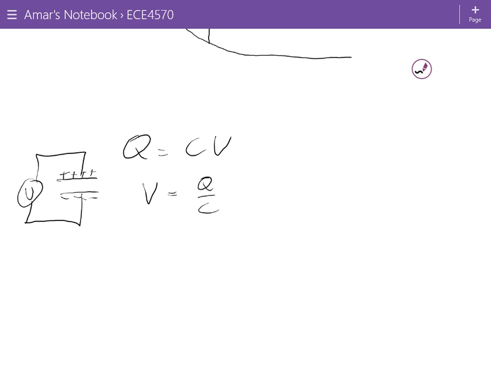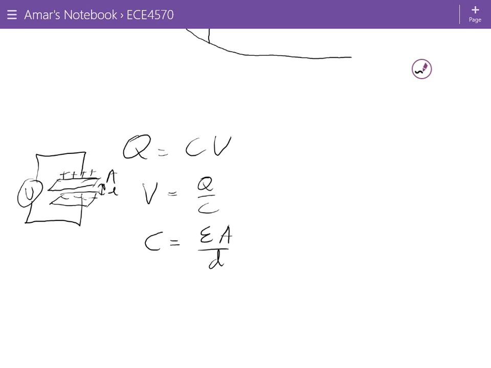Does anyone remember the formula for a parallel plate capacitor? C is equal to what? Yep. It's epsilon A divided by D. The area is the area of the parallel plate capacitor like this, and the spacing between the plates is D. And epsilon is the dielectric constant of whatever is between the plates.